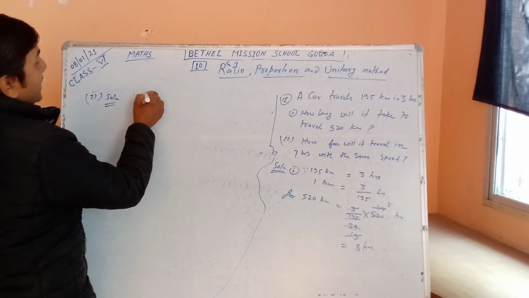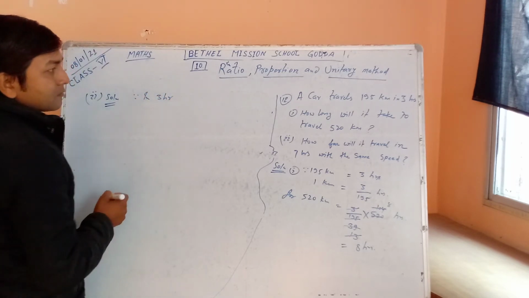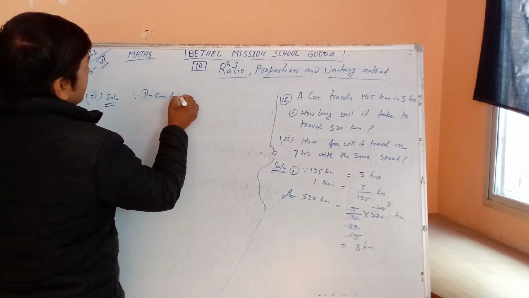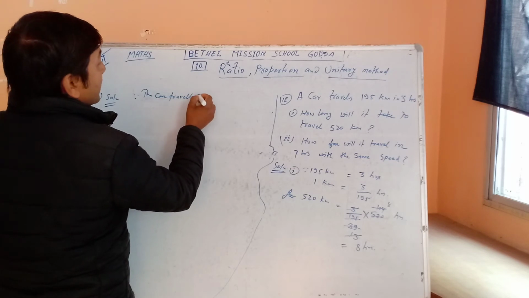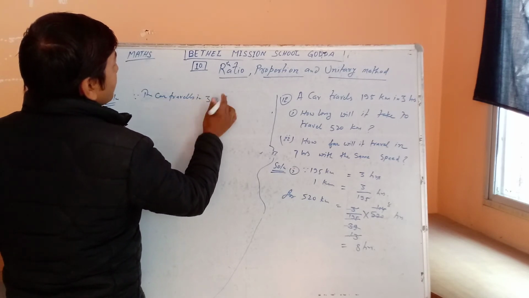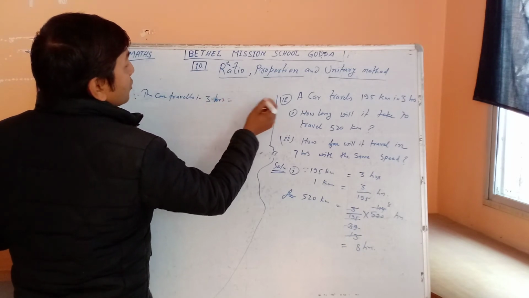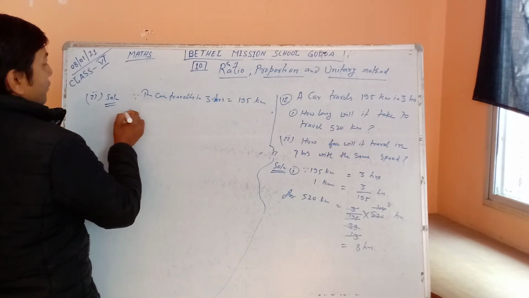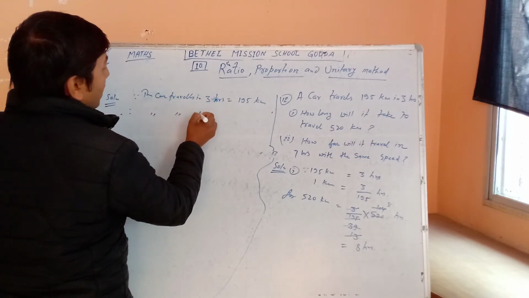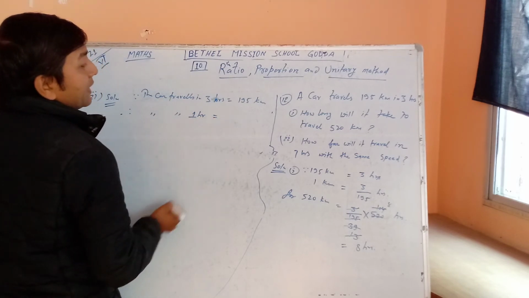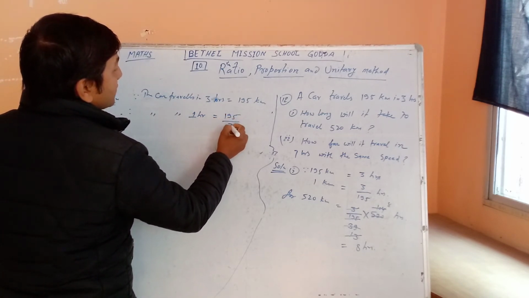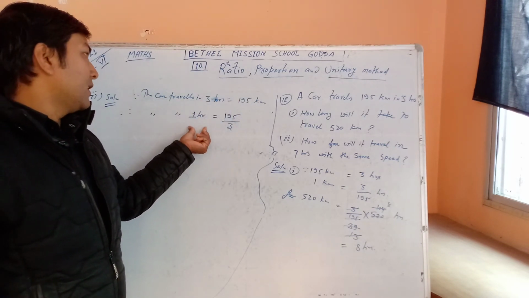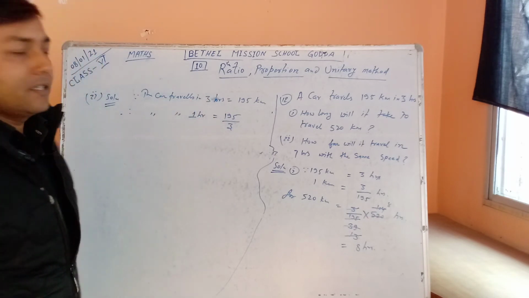This is the solution of the second question. Since the car travels 195 kilometers in 3 hours, therefore in 1 hour it travels 195 divided by 3. This is the value of 3 hours, so for 1 hour you have to divide.